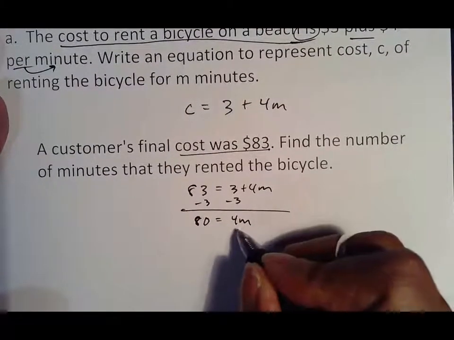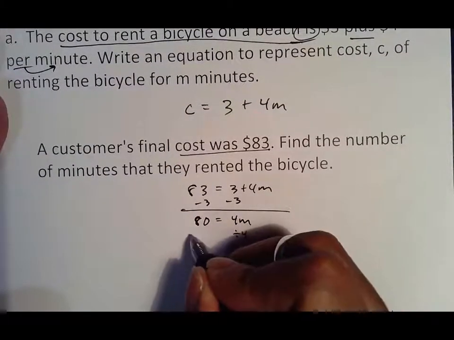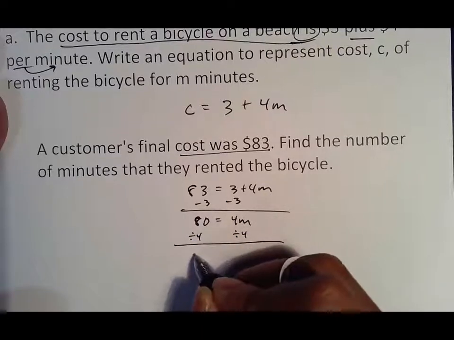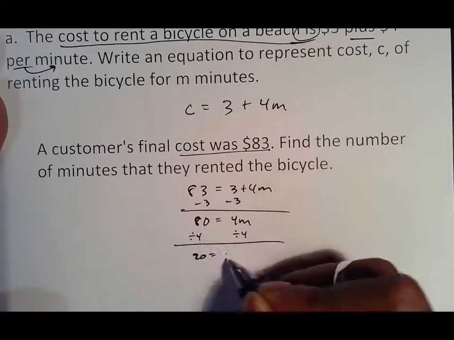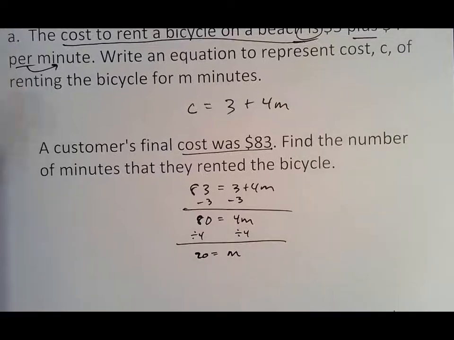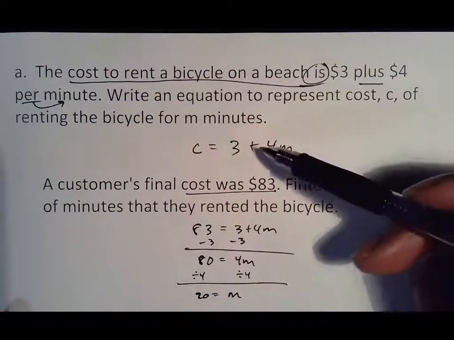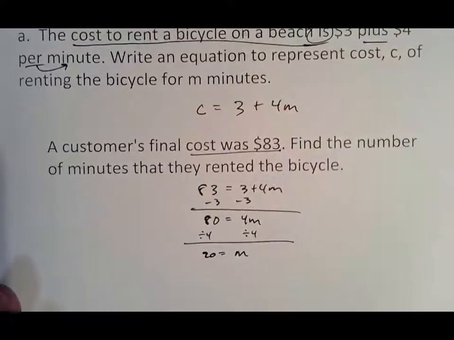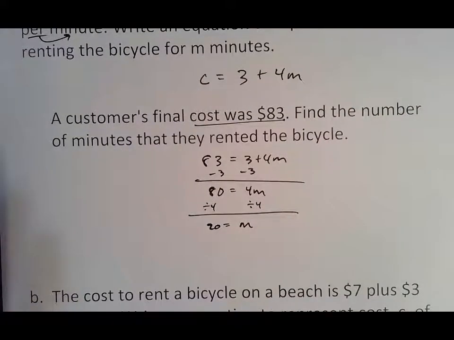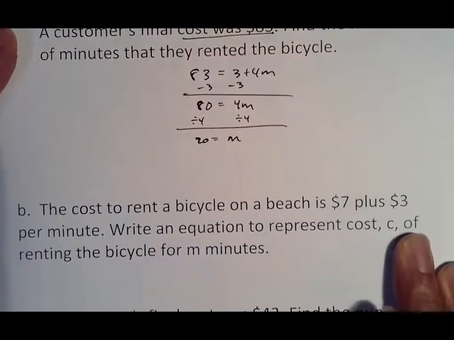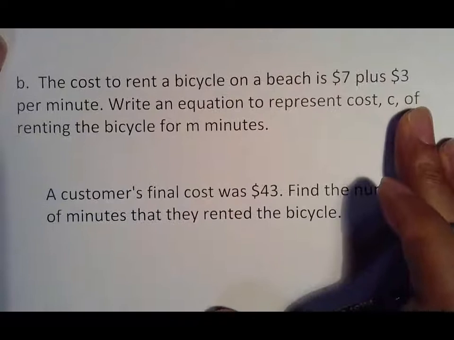From there, we move our 4 as that's 4 times n by dividing by 4. 4 goes into 8 twice, just bring down your 0. That means they had the bicycle for 20 minutes, which makes sense. Because 20 minutes would be 4 per minute, which is 80, plus $3 to rent it, which is your $83. So again, what you're doing is setting it up, reading the problem, substituting for whatever variable that they gave you, and then making sure to find the answer using the solving that we learned.